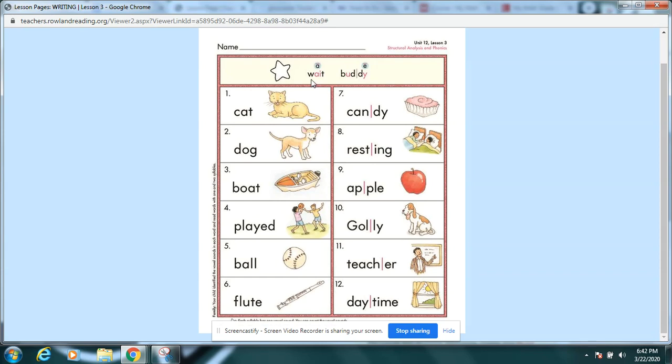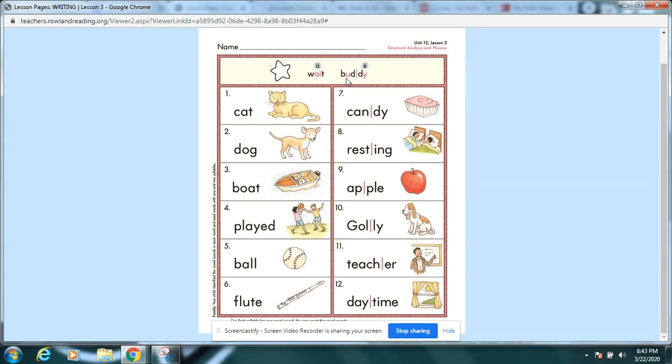Up at the top by the star, I see there's a vowel team, isn't there? A-I says A, and I is quiet. Good job. So, wait. This U has to be short U. How do I know that? Because it has two consonants after the U.